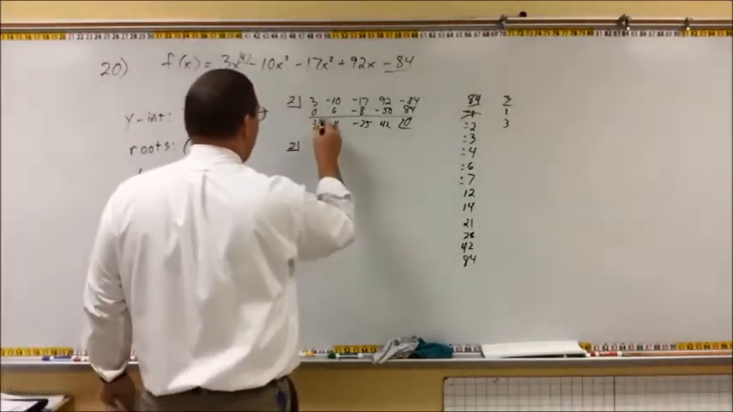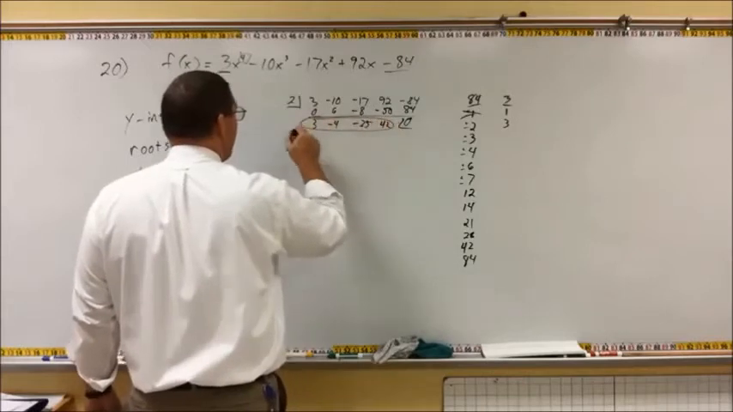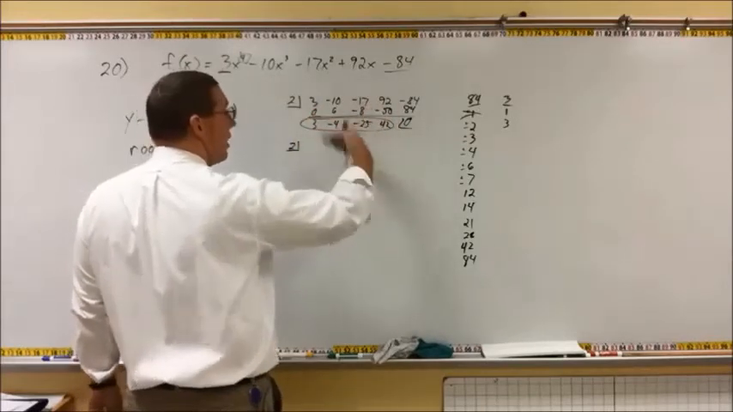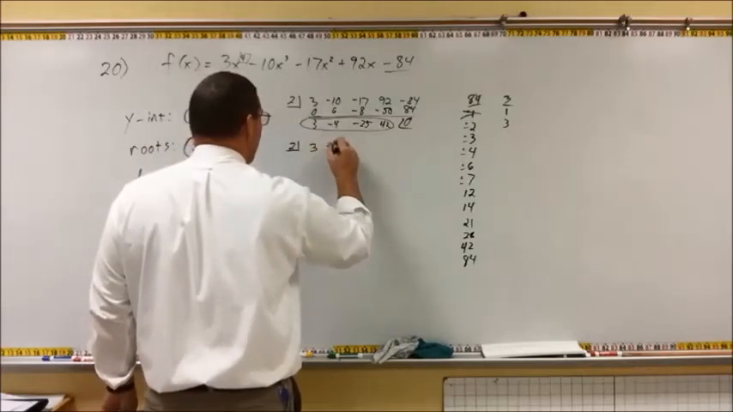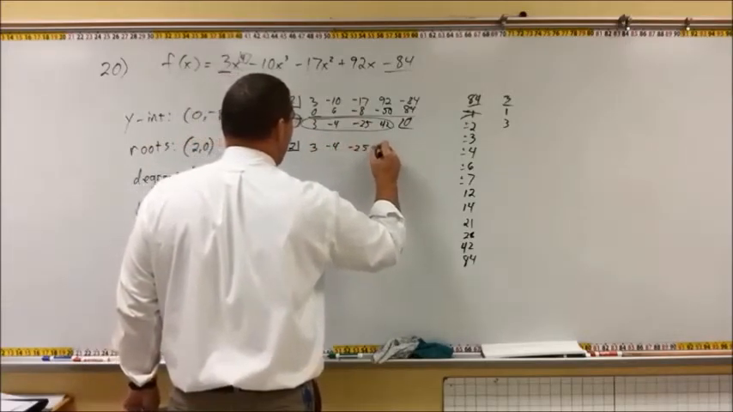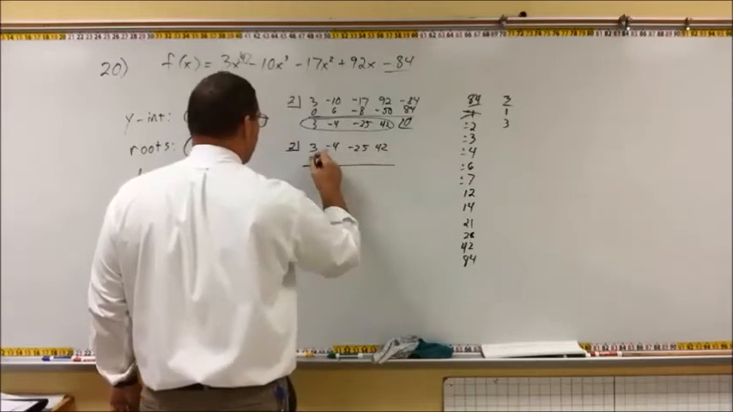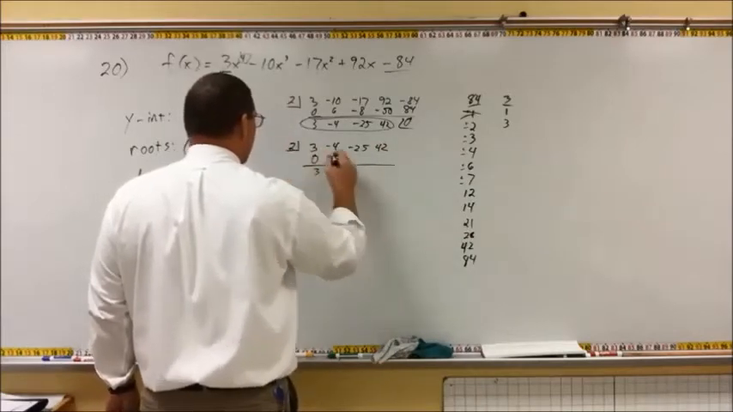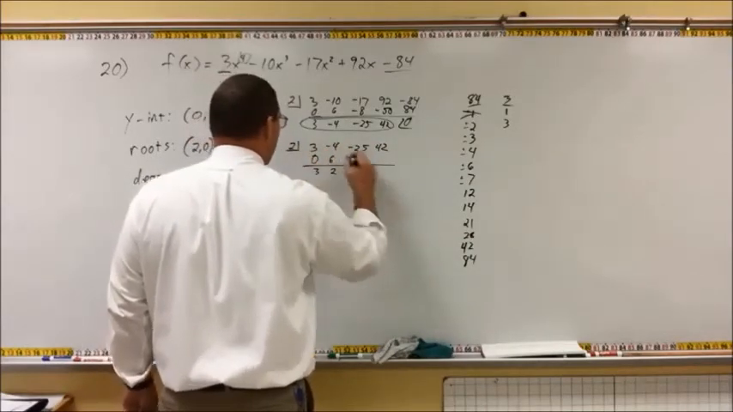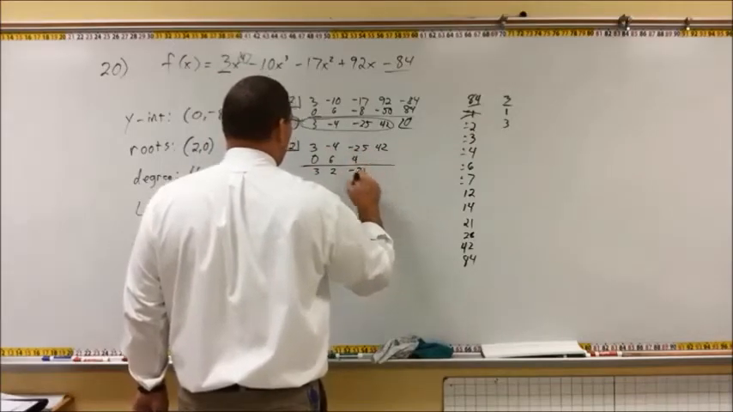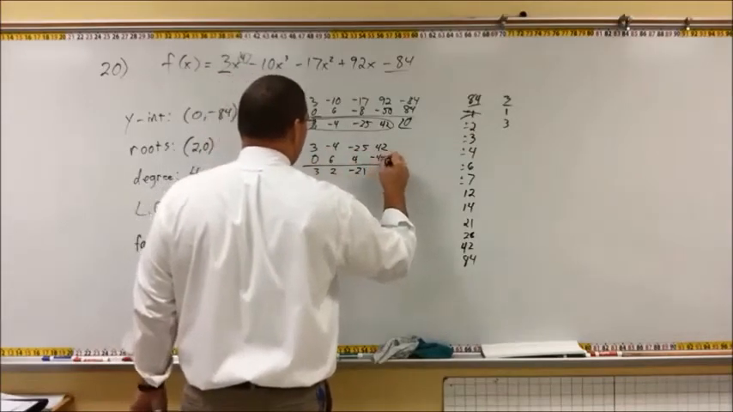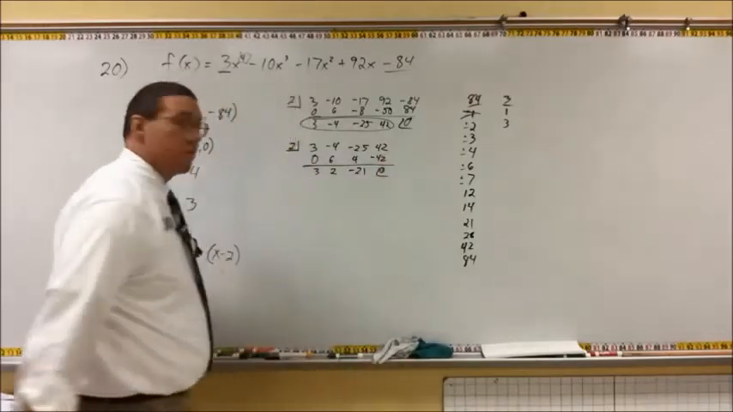So I'm going to bring down, but now I'm going to work with these numbers. I'm not working with the original numbers. I'm breaking the polynomial down piece by piece. So I'm going to put a 3, a negative 4, a negative 25, and a 42. Draw a line, put a 0. 3 plus 0 is 3, times 2 is 6, minus 4 is 2, times 2 is 4, negative 25 plus 4 is negative 21. Negative 21 times 2 is negative 42, plus 42, again, remainder of 0.